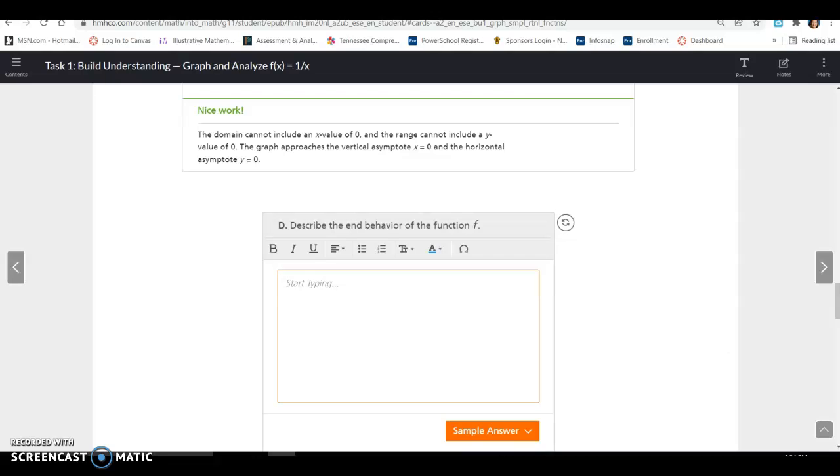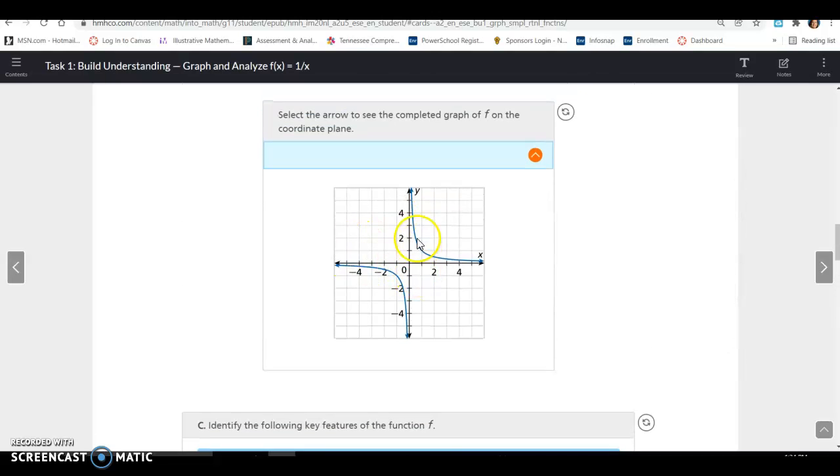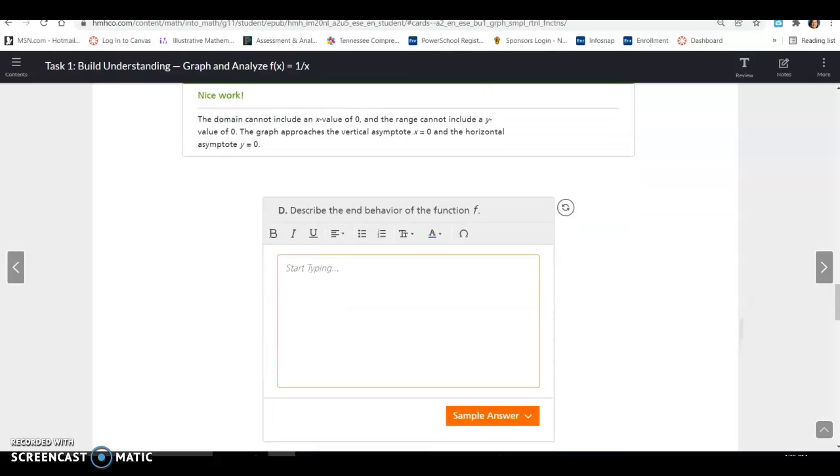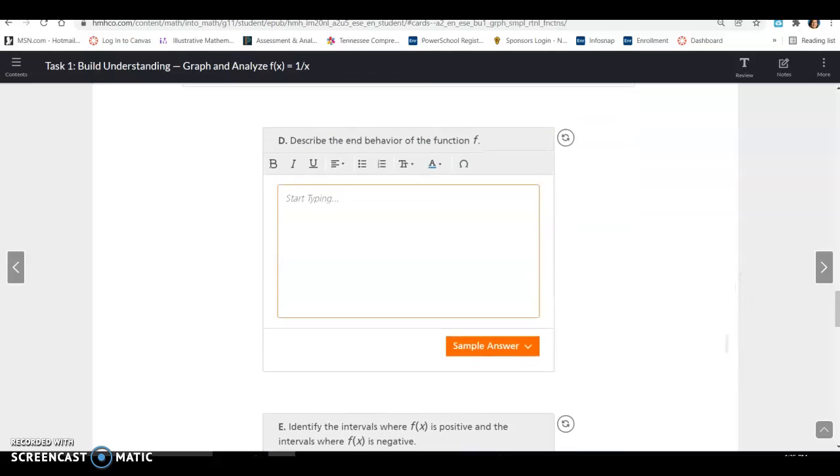All right, describe the end behavior of the function f. All right, if we look at the function f, the end behavior as x approaches infinity, as x goes to the right, this approaches 0. And as x approaches negative infinity, or as it goes to the left, it also approaches 0. So both of these approach 0.